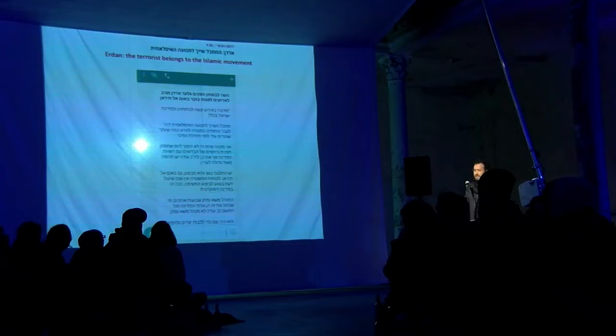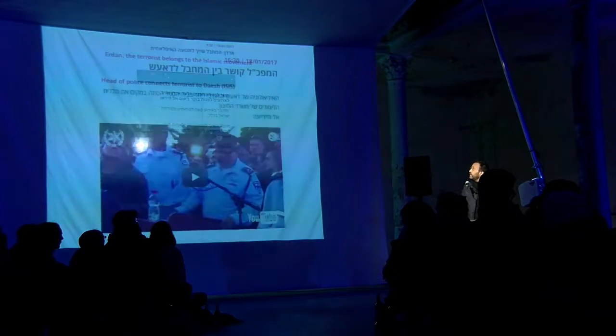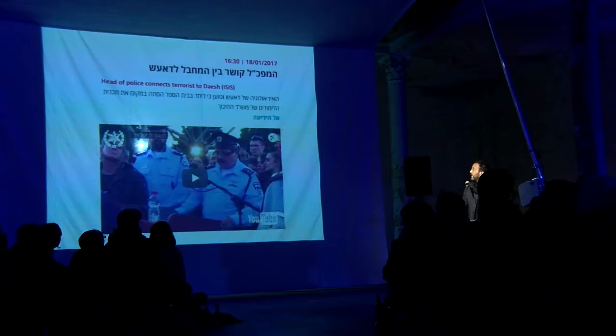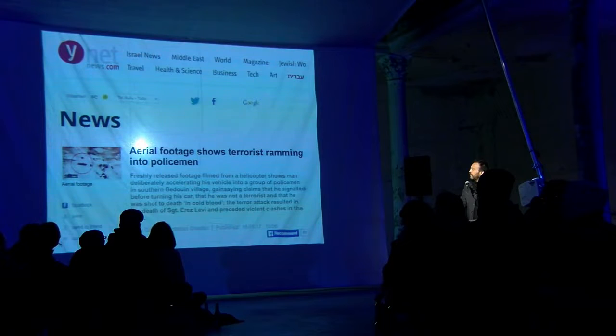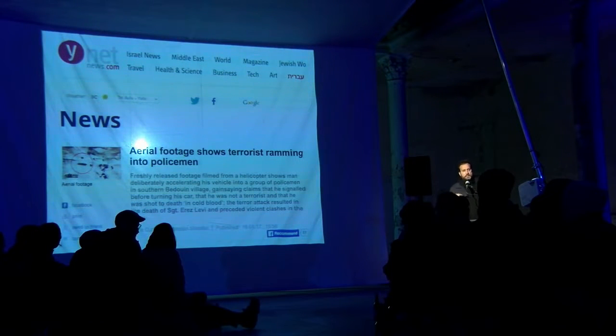Even further, and this is like in the hours immediately after the incidents, we're following it very, very quickly. The terrorist belongs to the Islamic movement. This is, again, the Minister of Police. The head of the police is saying he's part of Daesh. I mean, within a few hours, there's an incredible escalation of news until the police makes the first error. And what they do is release their own helicopter footage of it that they think shows that they are correct.